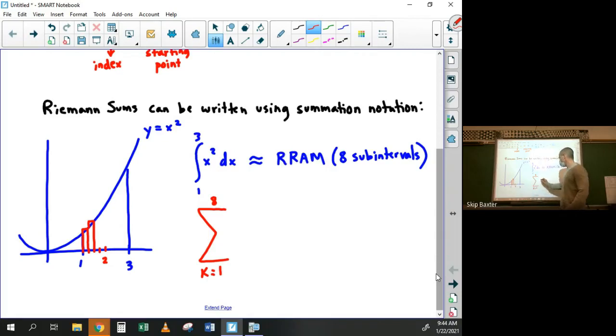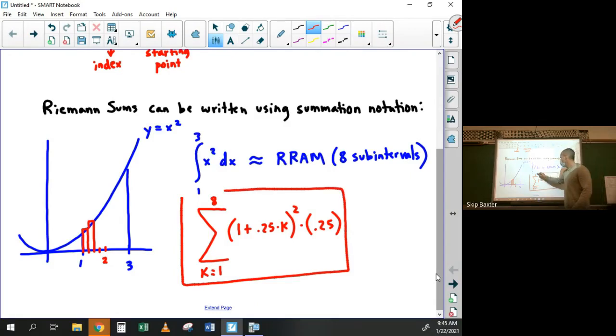So I could think about this. I could just take 1 plus 0.25 times k, squared, right? Because in the first rectangle, I want it to be 1.25, which is 1 plus 0.25 times 1. The second rectangle, I want it to be 1.5. That's 1 plus 0.25 times 2, squared, and so on. This would work, right? That gives you the height of the rectangle in each case. And then the width of the rectangle in each case is always 0.25. So there, I wrote this as a summation.